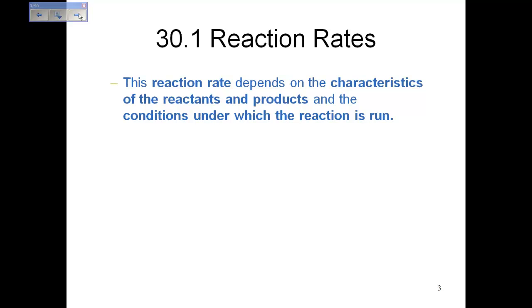The reaction rate, basically telling us how fast it happens, depends on the characteristics of the reactants and products and the conditions under which the reaction is run. Reactions act differently depending on the reactants and products. If I have these reactants, they react one way; if I have different reactants, it'll be a different reaction, different time. It all depends on the conditions of the reaction as well. What pressure, what temperature, these things affect the reaction rate.